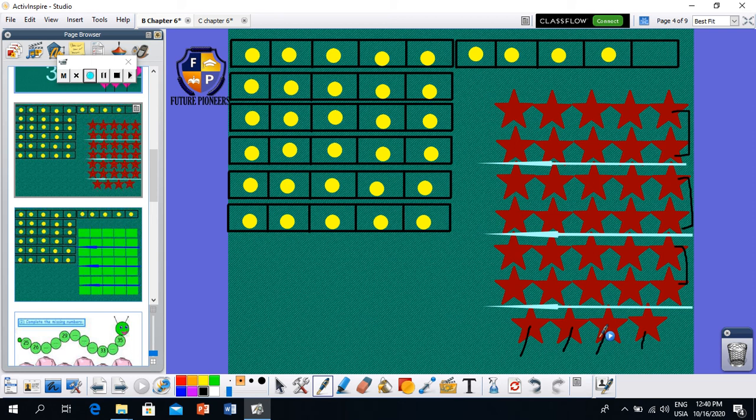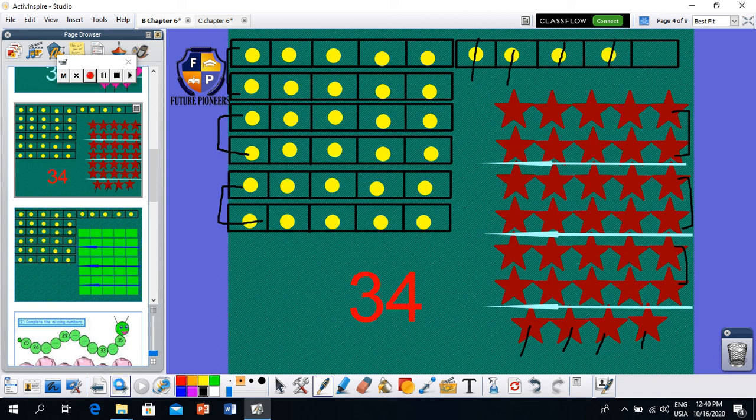So how can I write 34? 30 and 4. 34. I have 34 stars, so I draw 34 dots. 10, 20, 30, 31, 32, 33, and 34.